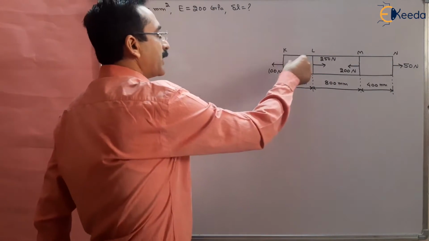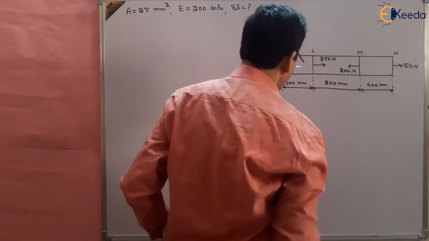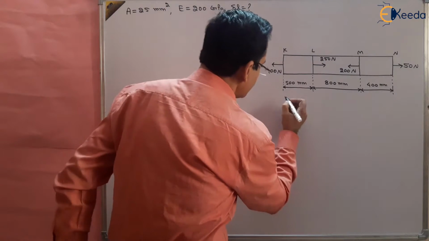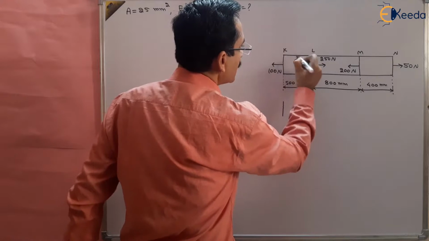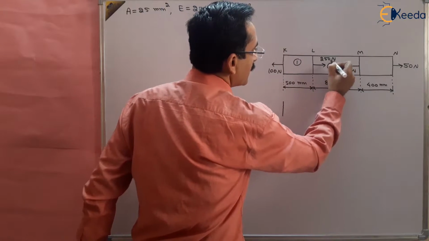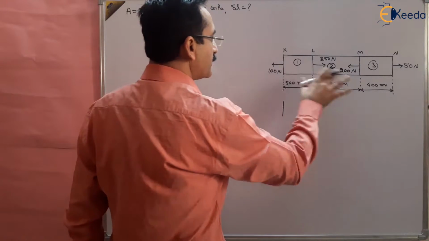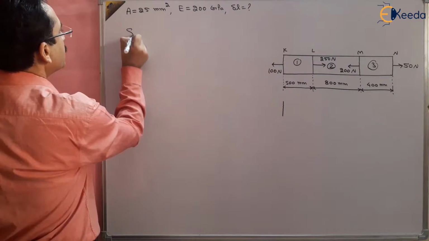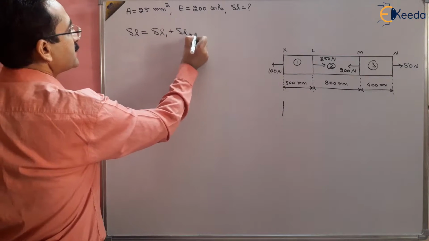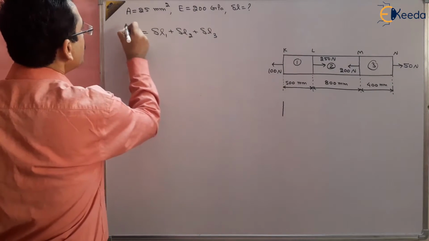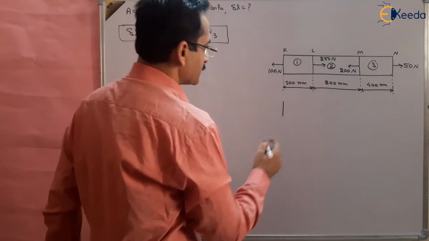But what load is applied at KL, what is the force in LM, and what is the force in MN, right? So what we can do is divide this into three parts. Let us say this is one part, this is second, and this is third. Let us divide this steel rod into three parts, and the total deflection in the rod will be equal to the deflection in 1 plus deflection in 2 plus deflection in 3, right? So the principle of superposition we will use here to find out the total deflection, right?